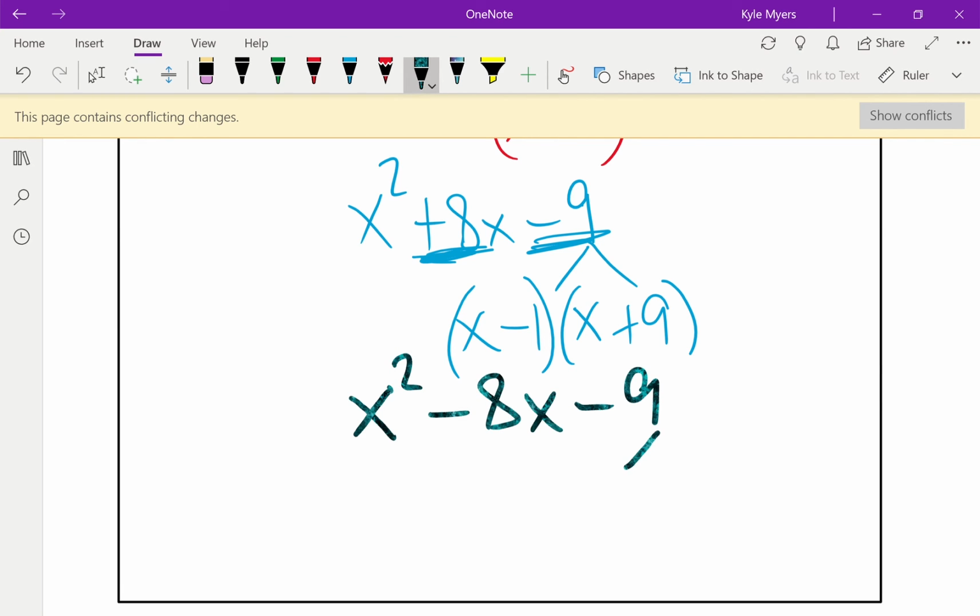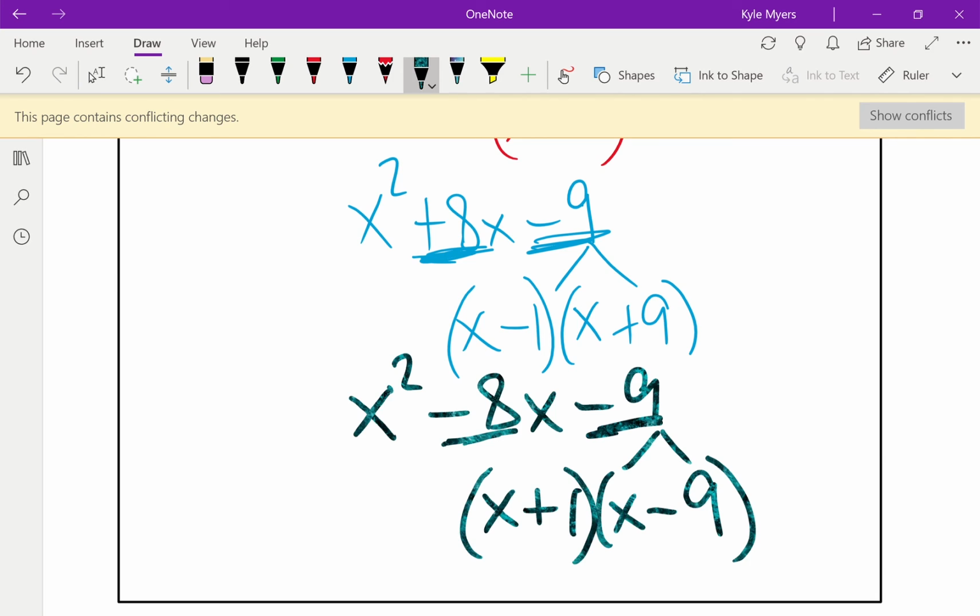And then for the last one, x squared minus 8x minus 9. This is going to be exactly the opposite. 1 and 9 are still going to work, but this time I want to make the 9 negative and the 1 positive. I still get negative 9 when I multiply, but now I get negative 8 when I add. 1 minus 9 is negative 8. So those are my factors. I'm going to throw an x in front of each, and I'm done.